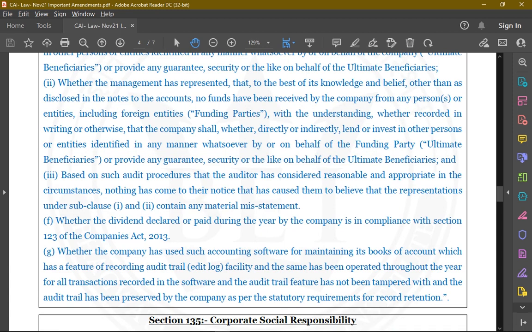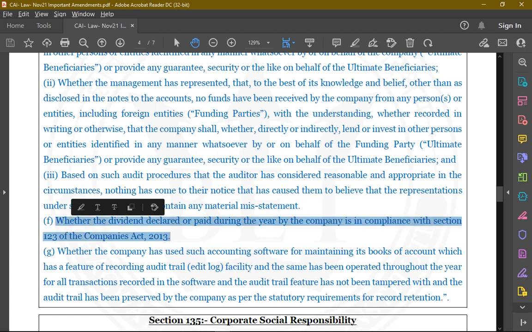It says that whether the dividend declared or paid during the year by the company is in compliance with section 123 or not. Look, earlier this point was not there. Now it is the duty of the auditor to check whether dividend is properly paid according to section 123 or not. If it is not paid, auditor has to report it here.